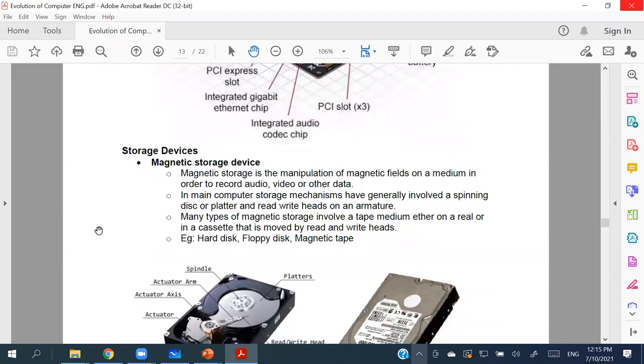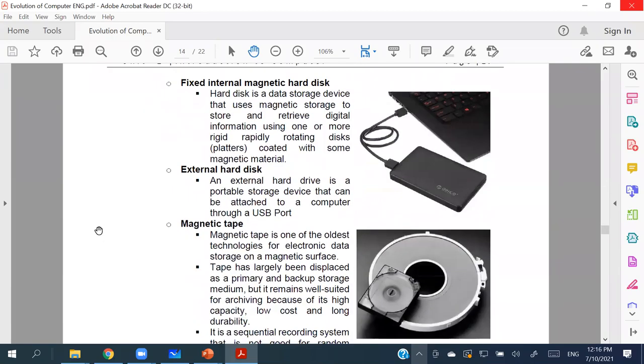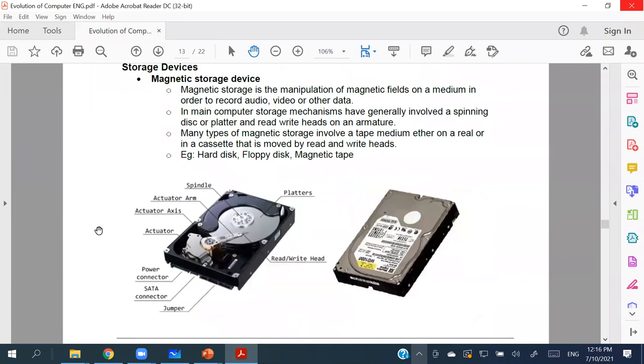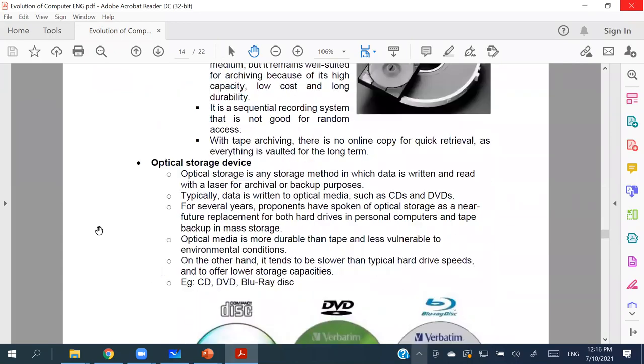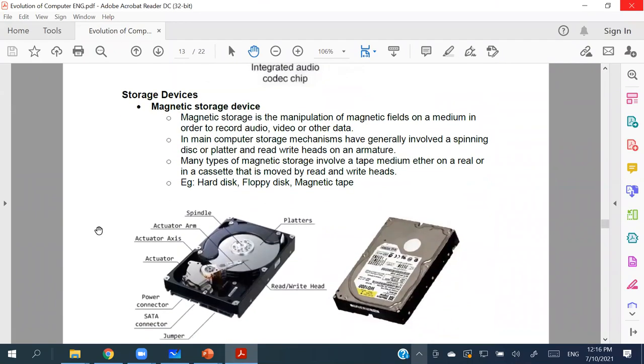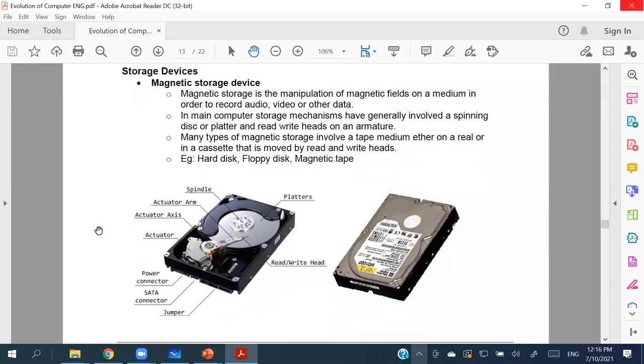Right, so next is the storage device. Yeah, we'll run through that as well. Then after we can go for the logic gate parts. So this is something very simple. There are three types of storages, which we call the magnetic storage, optical storage, and solid storage, right?